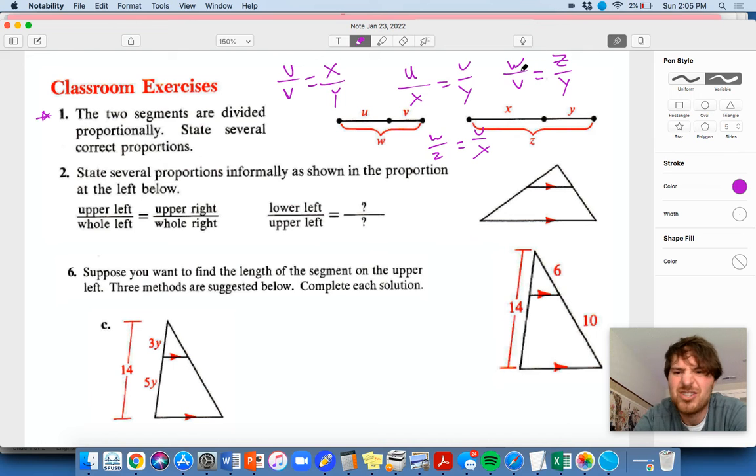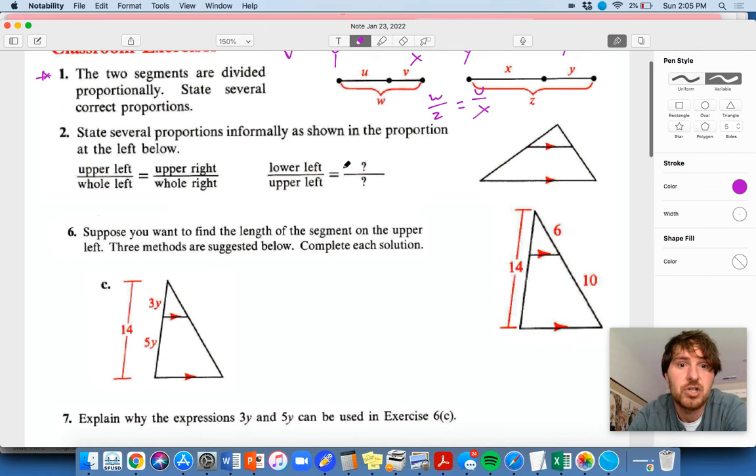Here I can build it. So anyways, several things. Things that logically match up are going to match up here. Here are four. I'd love to see what you can get, though, later. State several proportions informally shown here.